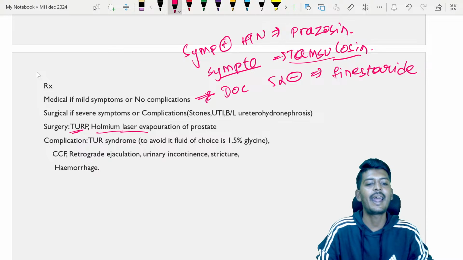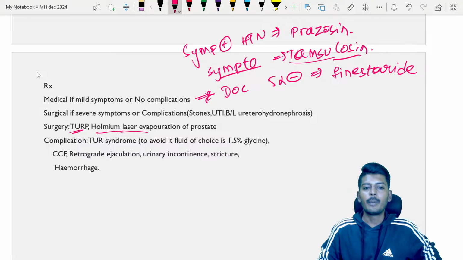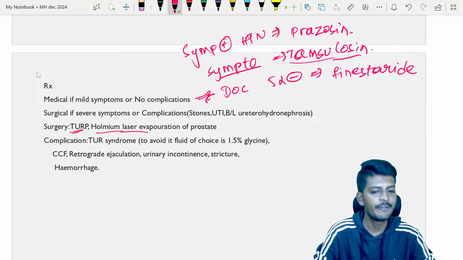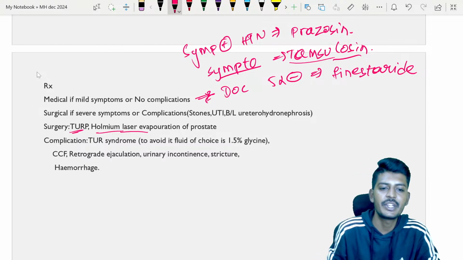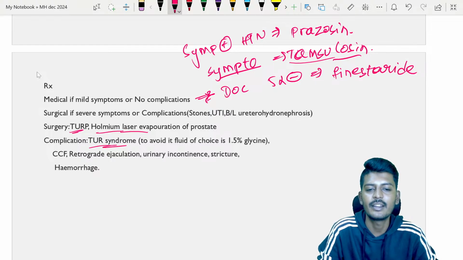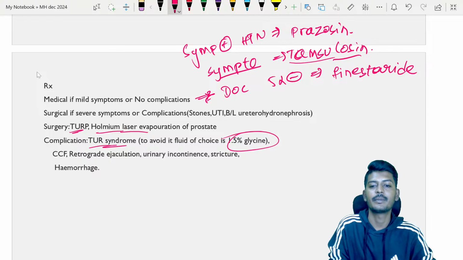What is TURP? Transurethral resection of the prostate. While we are doing the surgery, if we use normal saline, the patient can develop which syndrome? TUR syndrome, transurethral resection syndrome. To avoid this, we are going to use 1.5% glycine.